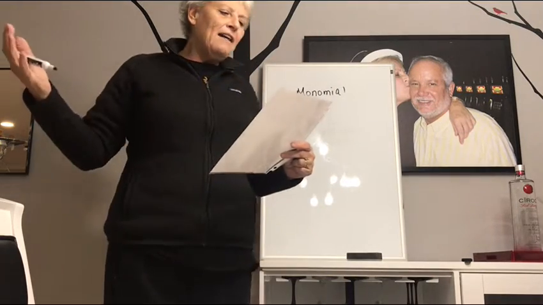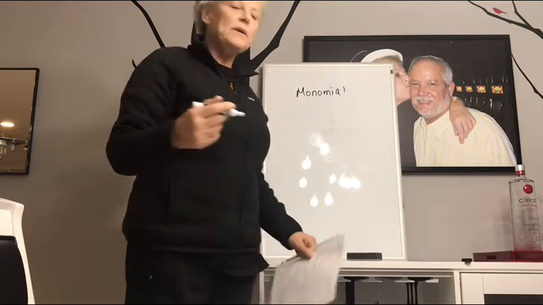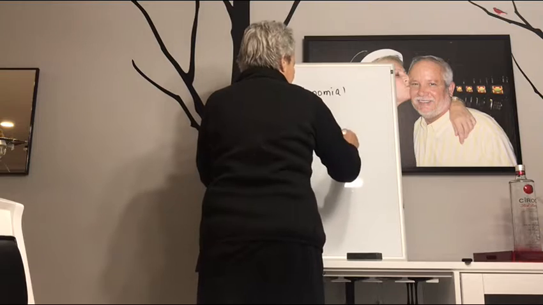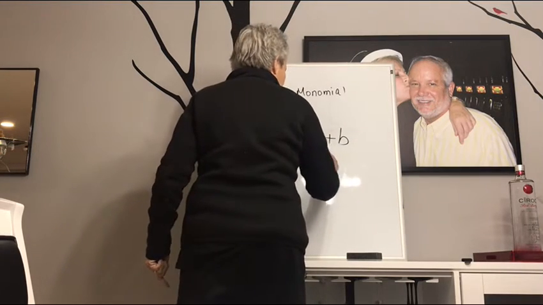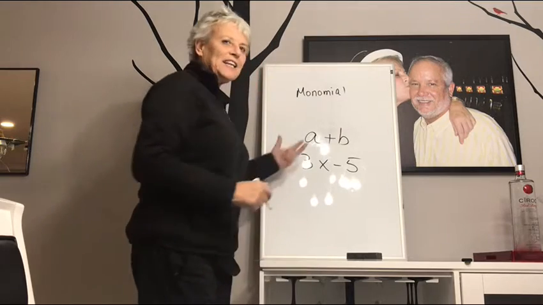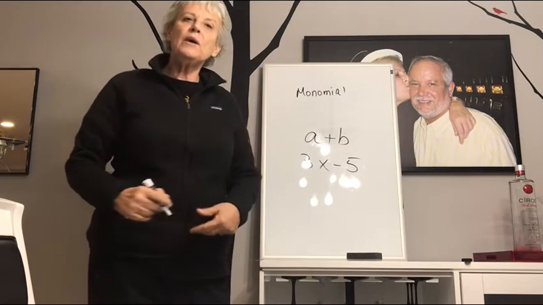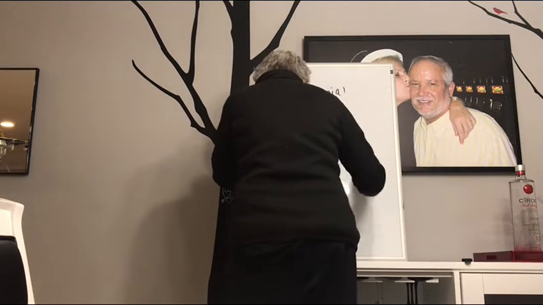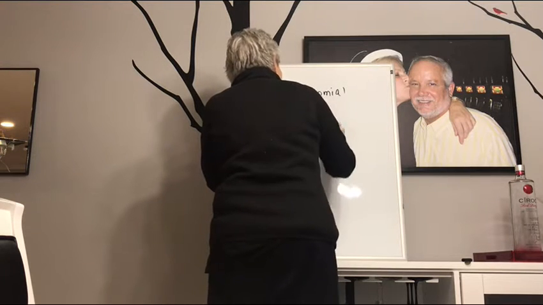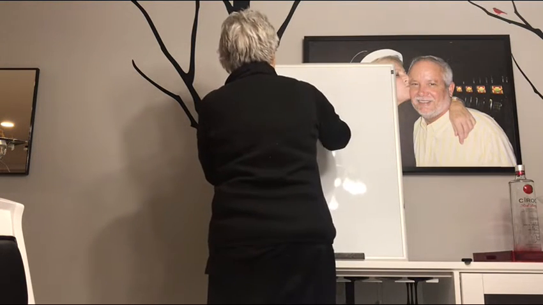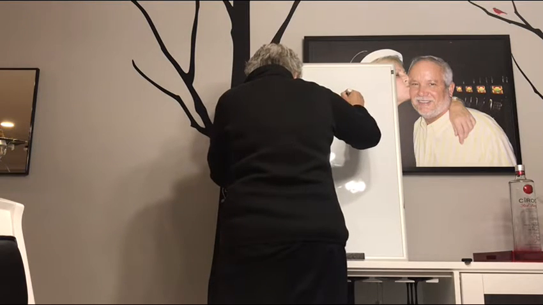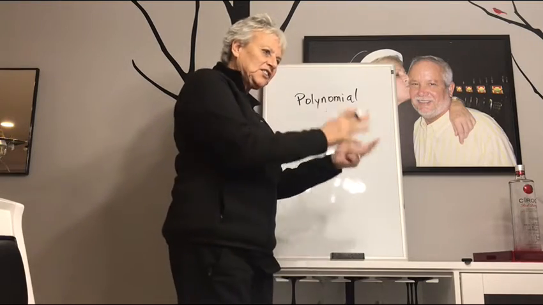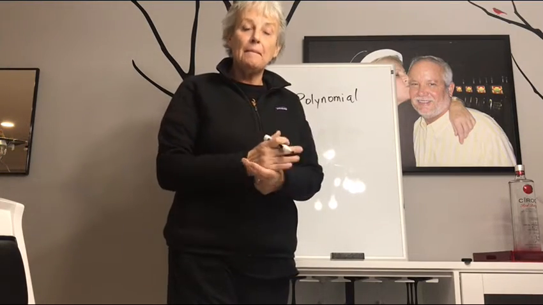Now, if you have a monomial that is in a sum, a plus b, or a difference, 3x minus 5, that's two monomials, we call it a binomial. A binomial is a kind of polynomial. A polynomial is a monomial or a sum or difference of monomials.